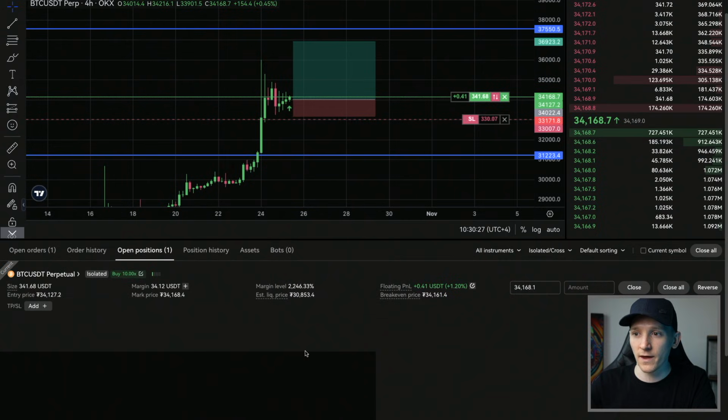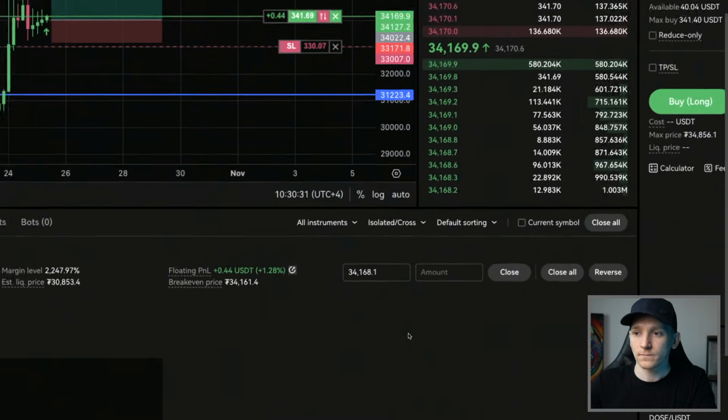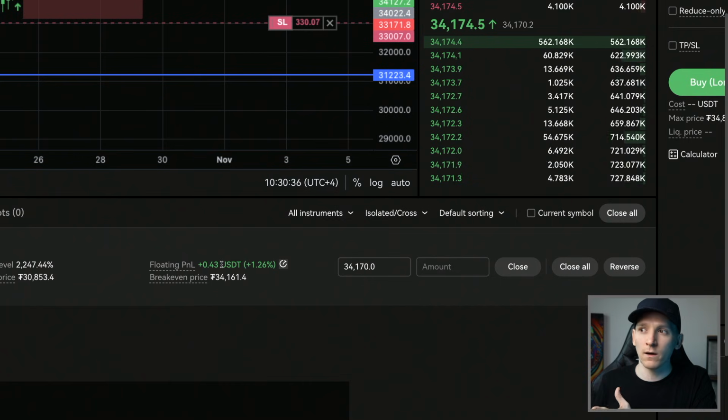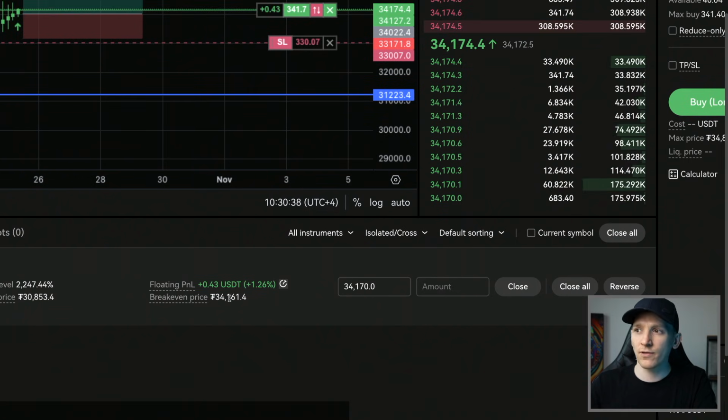So we'll cancel out of there. Now what we can do is go to our open position and go down to our floating P&L. So this is the P&L of the position in the market. And then the break-even price, 34,161. So we are in a little bit of profit here.